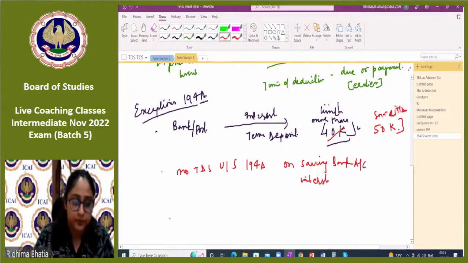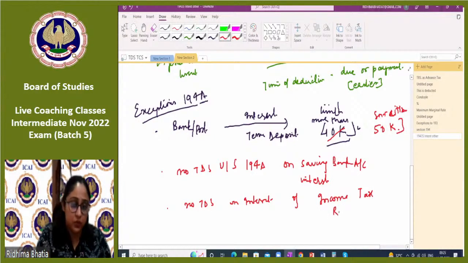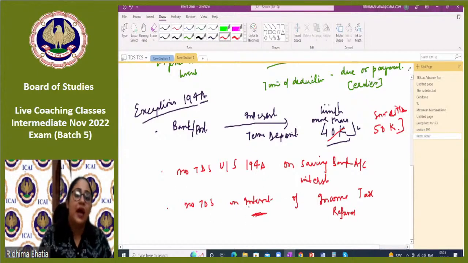Similarly, another exception is no TDS on interest of income tax refund. Income tax refund क्या होता है? जब आप extra tax deposit कर देते हो, whether through TDS or advance tax, and then your liability is less, you get income tax refund. Income tax refund पे government gives you interest. On that interest, they will not deduct the TDS.